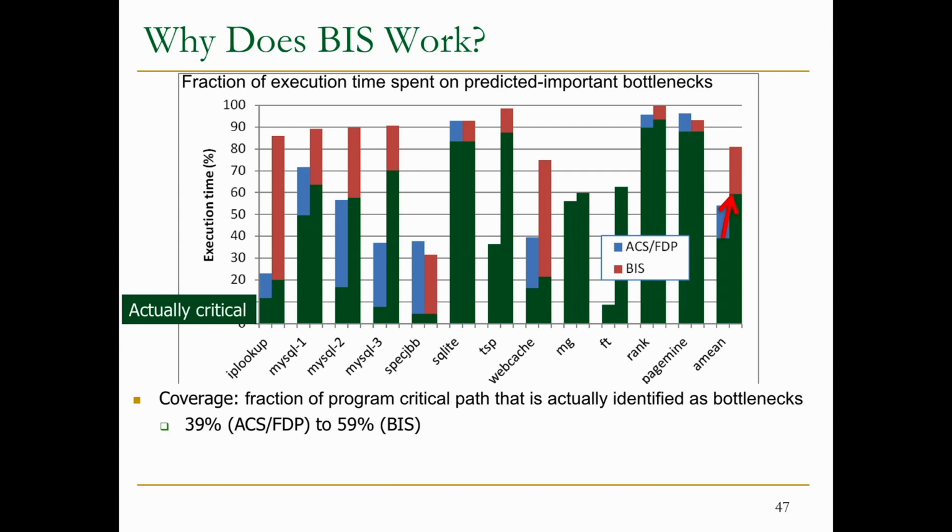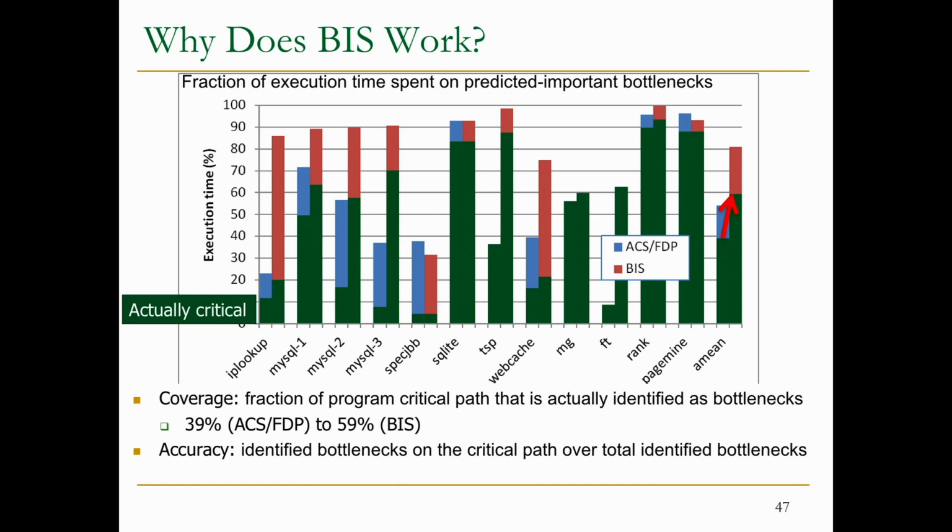We're not covering the rest. The rest may or may not be in critical sections. The rest may be in the parallel part. I don't know. That needs more analysis clearly. But even in these programs, there's a lot more potential, as you can see. That's coverage. There's also accuracy. Accuracy is identified bottlenecks that are on the critical path over total identified bottlenecks. Clearly, the green parts are actually critical bottlenecks, and total part is the blue part over here.